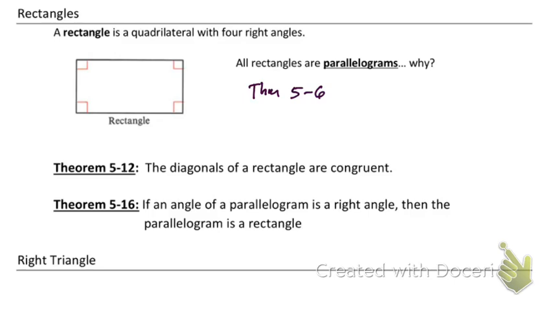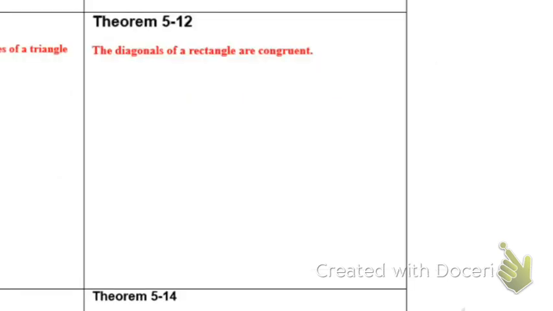So all rectangles have to be parallelograms, which means anything that applies to a parallelogram applies to a rectangle. So that means opposite sides are congruent, opposite sides are parallel, and diagonals bisect each other. So those first 3 theorems on your theorem sheet all apply to your rectangle. If you're not sure what I'm talking about, look at theorem 1, theorem 2, theorem 3. All 3 of those apply to rectangles. But since it's a special parallelogram, it has special theorems that go along with it. And those are theorem 5-12 and 5-16, which I'm just going to go to your sheet so we can draw pictures on it. So let's talk about 5-12.